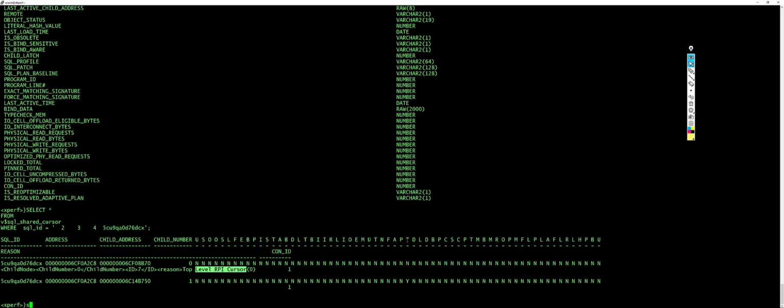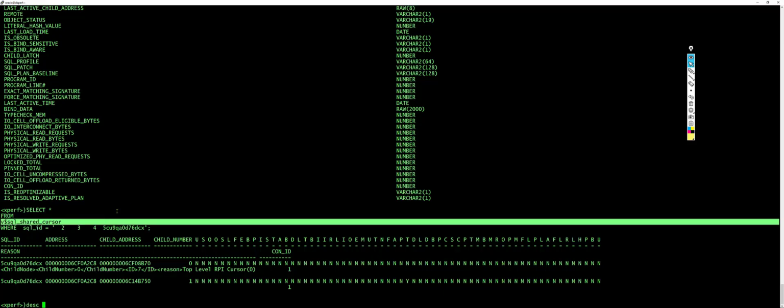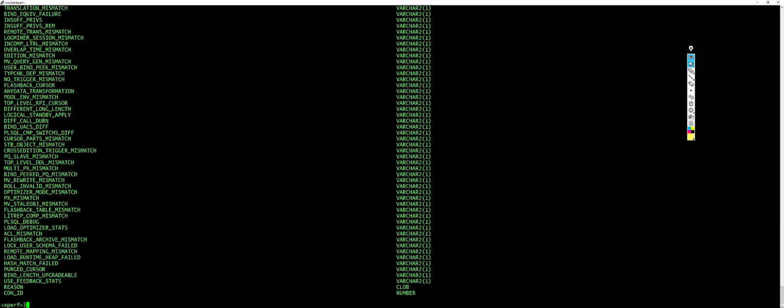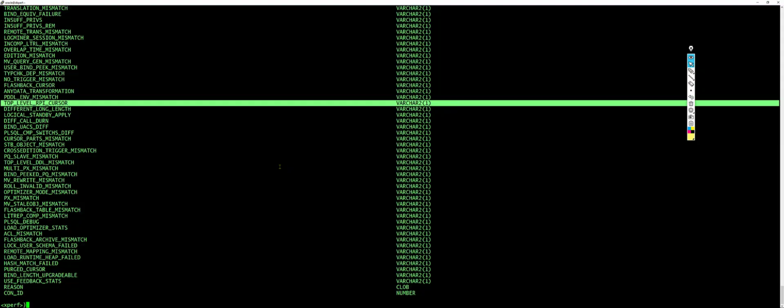Here, under this column, you have Y. Wherever you see Y, that is the reason why that particular SQL statement cannot be shared in the shared pool. You can also describe this view to understand what each column is. For example, this is TLR, top level RPI cursor. You can check where F comes, flashback cursor. To know more details about this reason, you need to go and check the documentation.